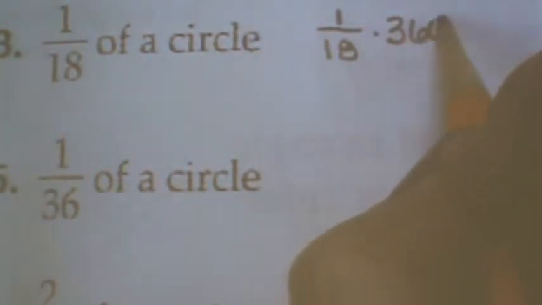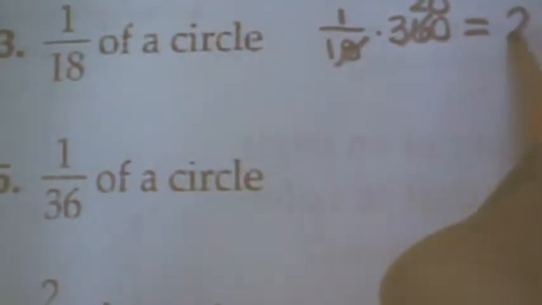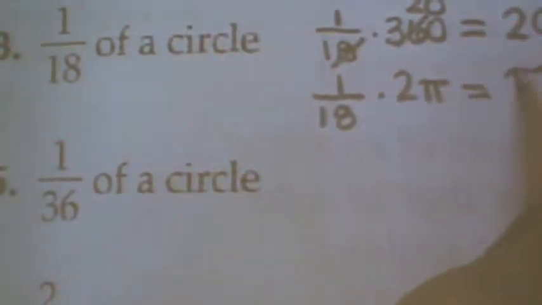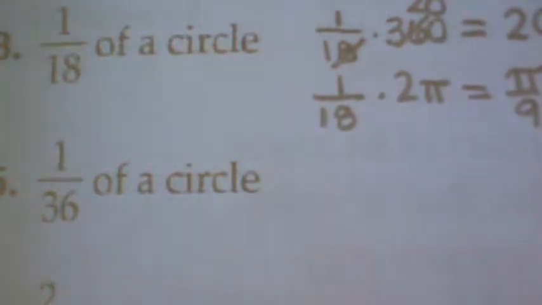Okay, next one. Number 3. 1/18 of a circle. So explain to me how to do this. Okay, 360 times 1/18, that's just going to be 20 degrees. And then 2 pi over 18, which is just pi over 9. Good job, pi over 9, good. Those are your 2 answers.